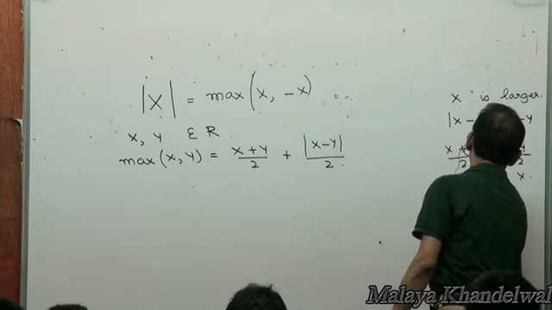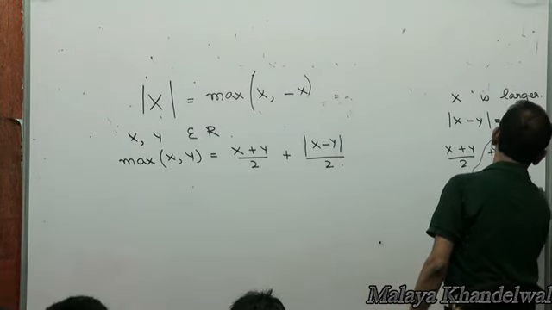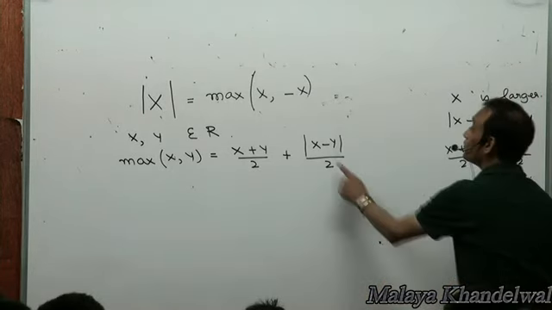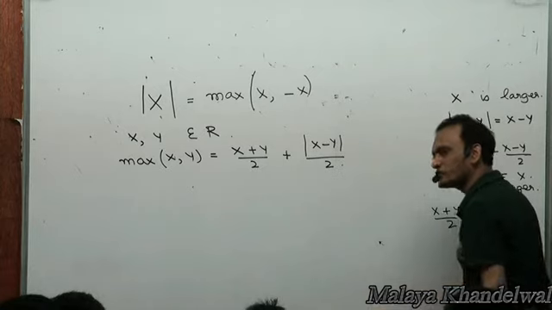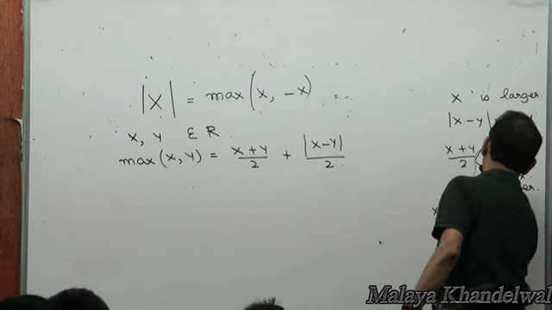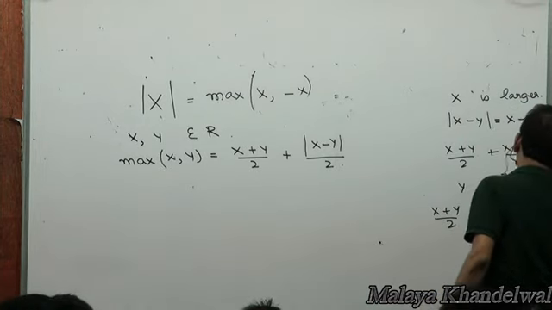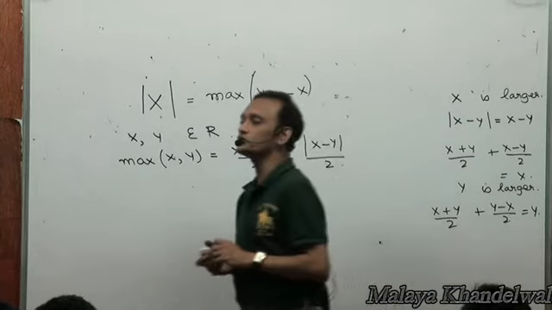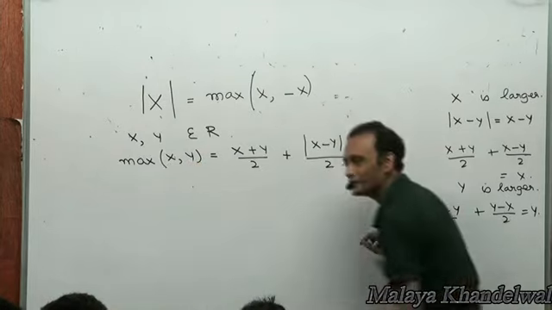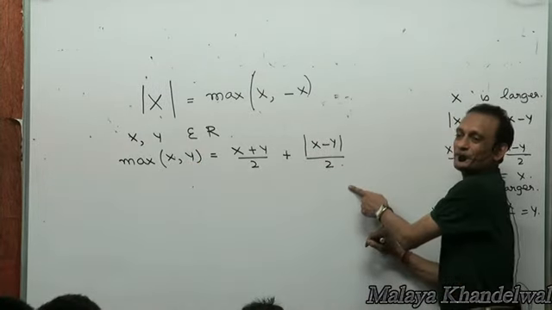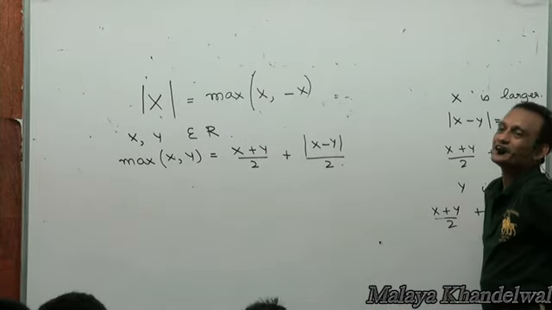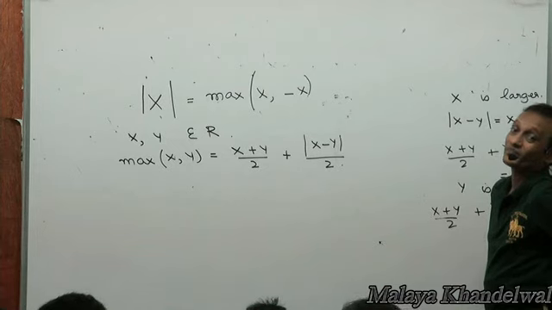Suppose y is larger, then the output of this operation should give me y. You can see this is x plus y by 2, and then mod of x minus y cannot be x minus y, because x minus y is negative if y is larger. So it should be y minus x. So this is y minus x by 2, which gives y. Do you understand this or you don't understand this? For the larger of two real numbers, if you have to compare two real numbers, perform this operation. The output will give me the larger of the two real numbers x and y. Yes or no?